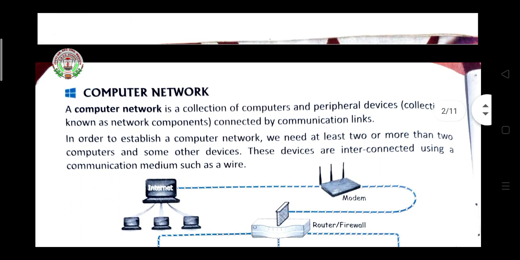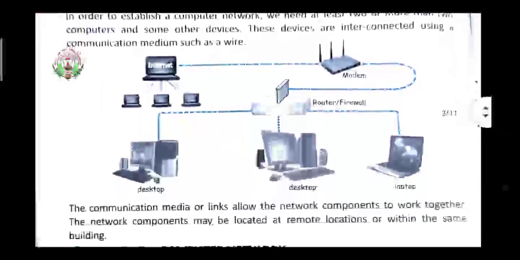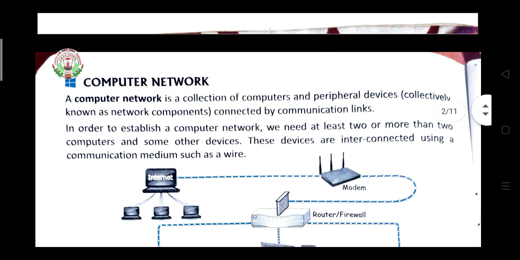Then computer network. What is a computer network? A computer network is a collection of computers and peripheral devices, collectively known as network components, connected by communication links. In order to establish a computer network, we need at least two or more computers and some other devices. These devices are interconnected using a communication medium such as wire or wireless. Here peripheral devices means printer, speaker, scanner.